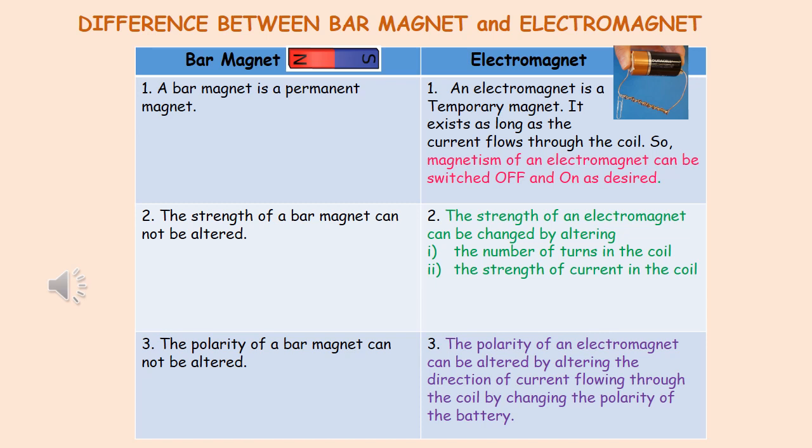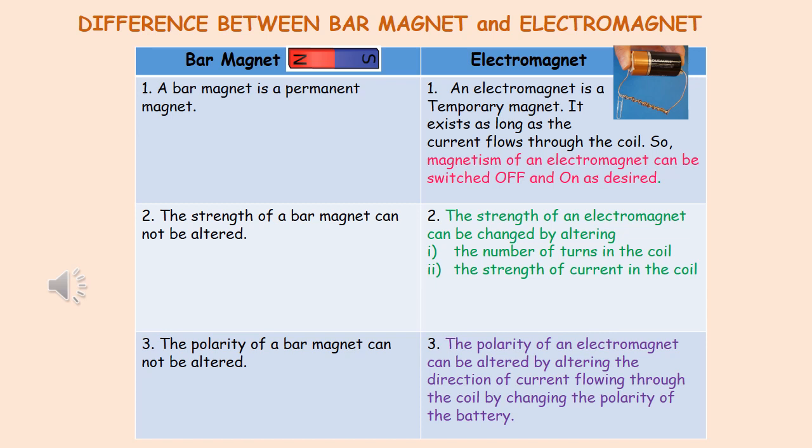The strength of a bar magnet cannot be altered. It cannot be increased or decreased for a particular bar magnet. But the strength of a particular electromagnet can be changed by altering either the number of turns in the coil, or by changing the strength of the current, or by inserting or withdrawing a core material.